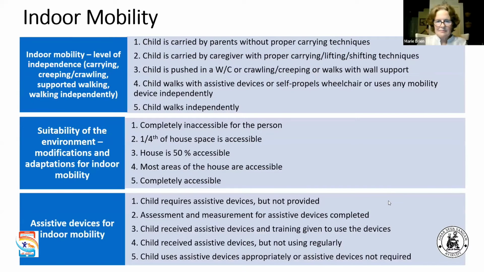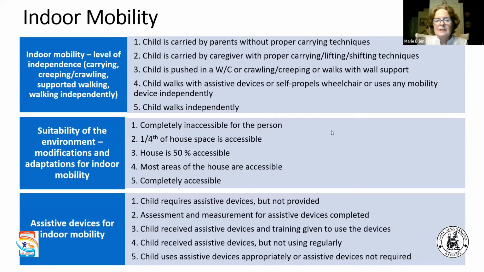Indoor mobility, very important. So we identify clearly the skill level in terms of indoor mobility. It can start by being carried. It can be being able to creep, crawl on the floor, or push in a wheelchair, or walking with support. It could be the use of assistive devices or self-propelling a wheelchair, or using any type of mobility device. It could even be a tricycle. And eventually the child being able to walk independently.